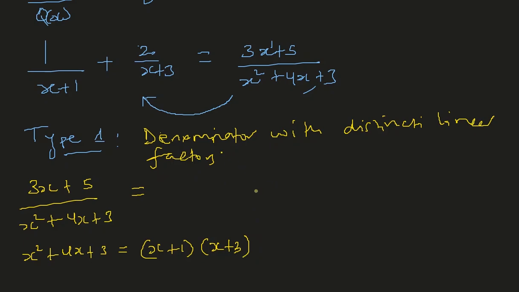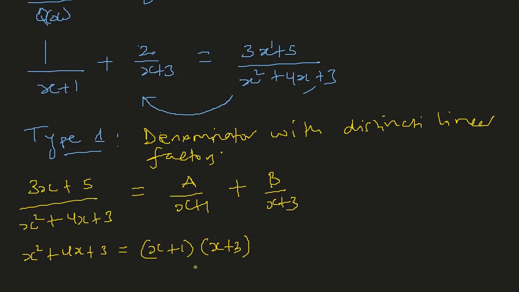So we are going to see the procedures. So what happens? Whenever the denominator has distinct linear factors, then the partial fractions are of the form A over the first factor, which is maybe x plus 1, then plus B over the second linear factor.